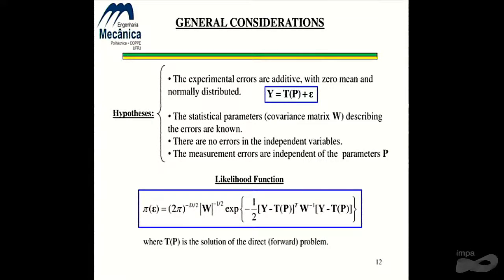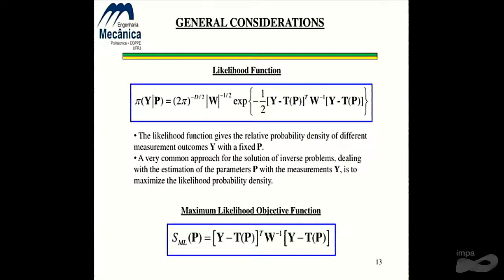Okay. So if we take this hypothesis into account, the likelihood, the statistical distribution of the measurement errors epsilon, is given by this expression. Here, y minus T is actually epsilon, right? And so when we substitute epsilon by y minus T, we recognize that this is actually the statistical distribution of the measurements given the parameters P, of course with the formulation of the problem given by T of P, which is what is called a likelihood function. So in this case, with those hypotheses, our likelihood function is Gaussian.